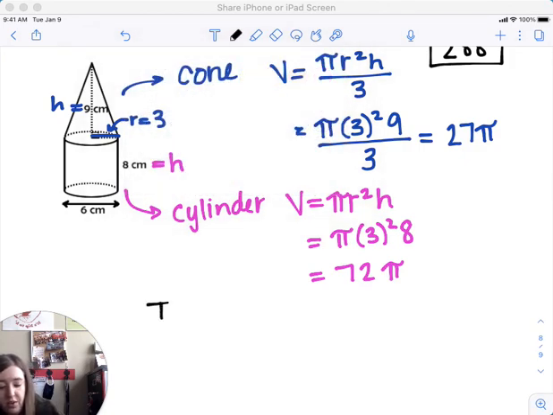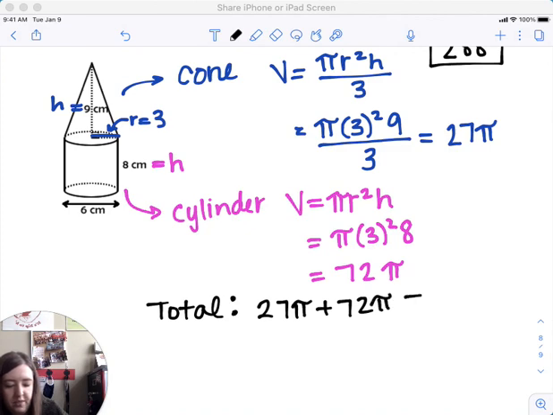So for the total volume, we're going to add those together, 27 pi plus 72 pi. And that will leave me with 99 pi for the volume of the entire thing.